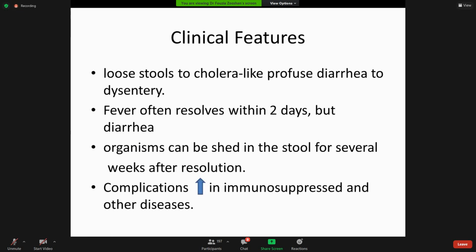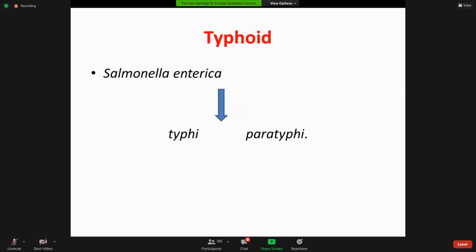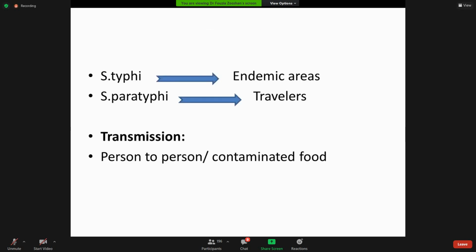Okay. The organism can be shed in the stool for several weeks, even after the person who was having typhoid or salmonella infection has recovered, so the person will keep on shedding the organism in the stool even after the resolution of the disease. Typhoid has two types, typhi and paratyphi. S. typhi is in endemic areas, whereas paratyphi is associated with travelers and contaminated food.